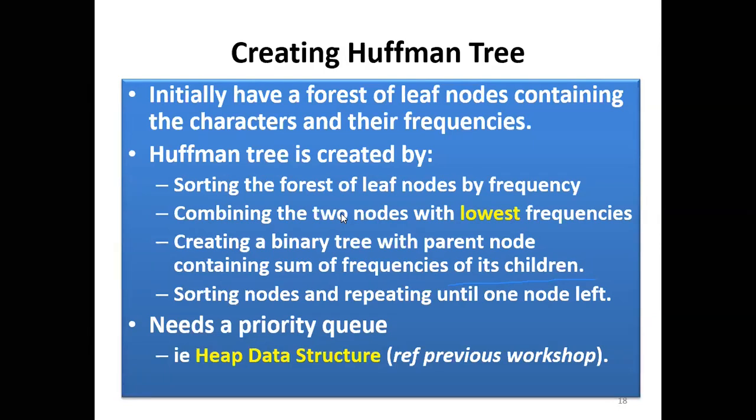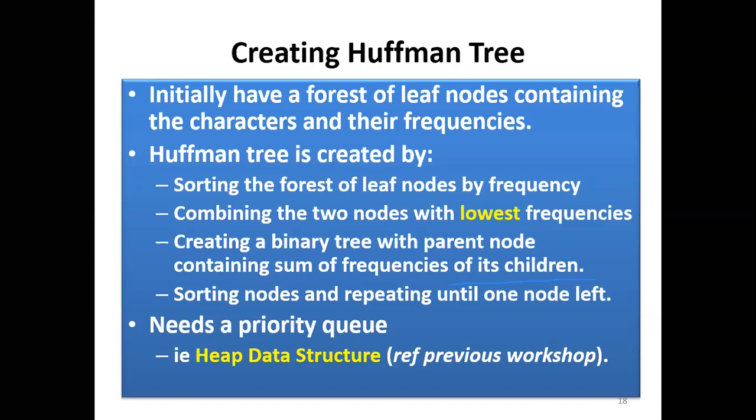So now let's look at how we can create Huffman's tree itself. Initially we have a forest of leaf nodes containing the characters and their frequencies. So in this case, we have a list of a random number of leaf nodes with their characters and frequencies. Now we create the tree by first sorting those leaf nodes based on their frequencies.